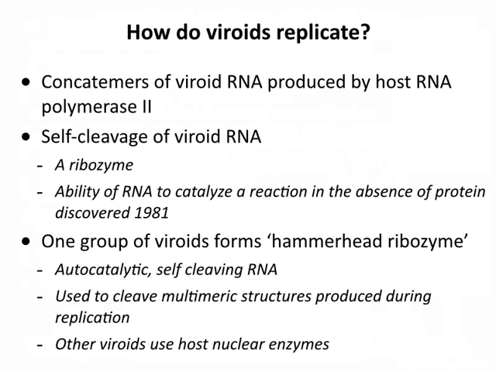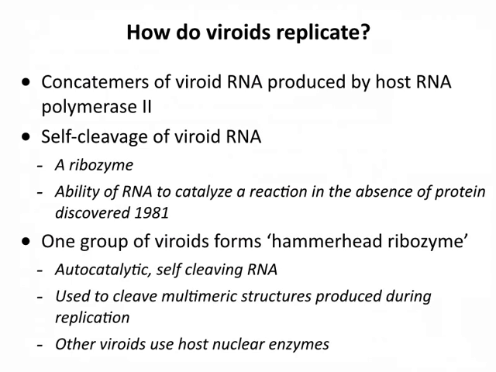So how do they replicate? So these RNAs get into a plant cell. We'll talk about how in a moment. They're copied by host RNA polymerase II. That's DNA-dependent RNA polymerase. It's our enzyme that makes messenger RNAs. And the viroid is copied, and you get concatemers made. So you have multiple copies of the RNA linked together.